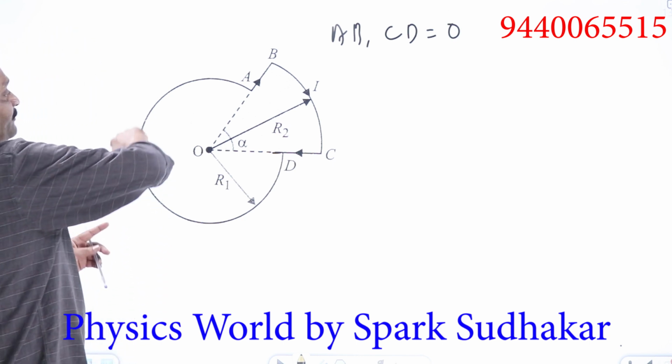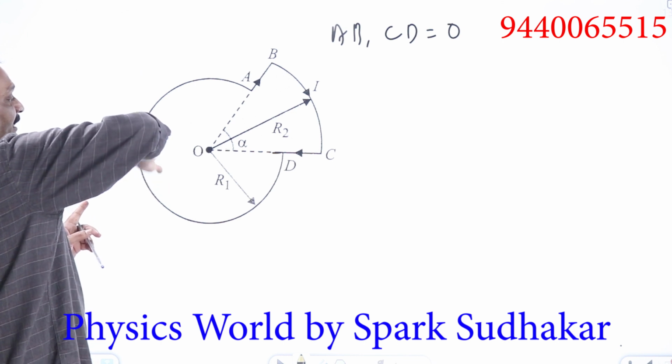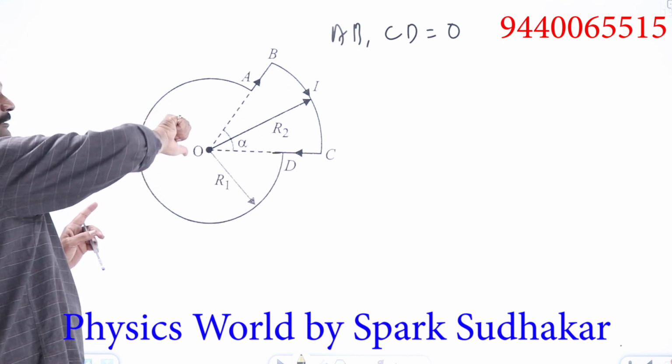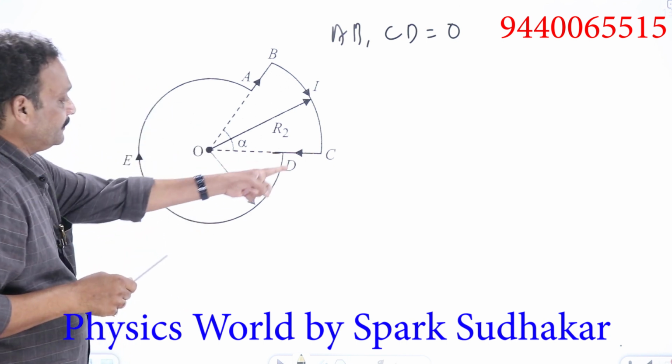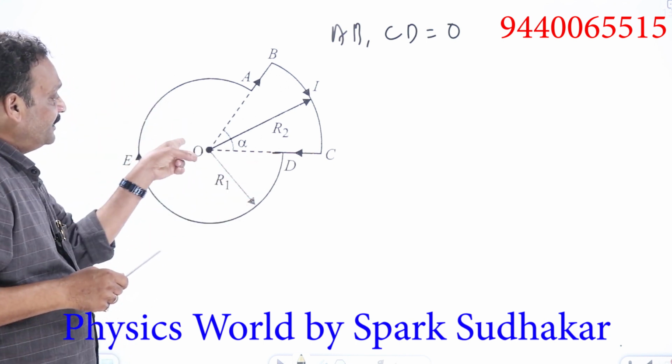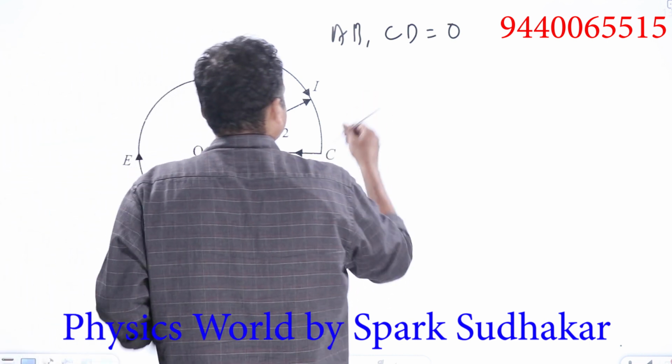Now, what is the magnetic field due to this segment, DEA? When the current is like this, close your right hand four fingers in the direction of the current. Thumb will give you the direction of the magnetic field. Due to the segment DEA, the field is pointing into the board. I'll call that B1.